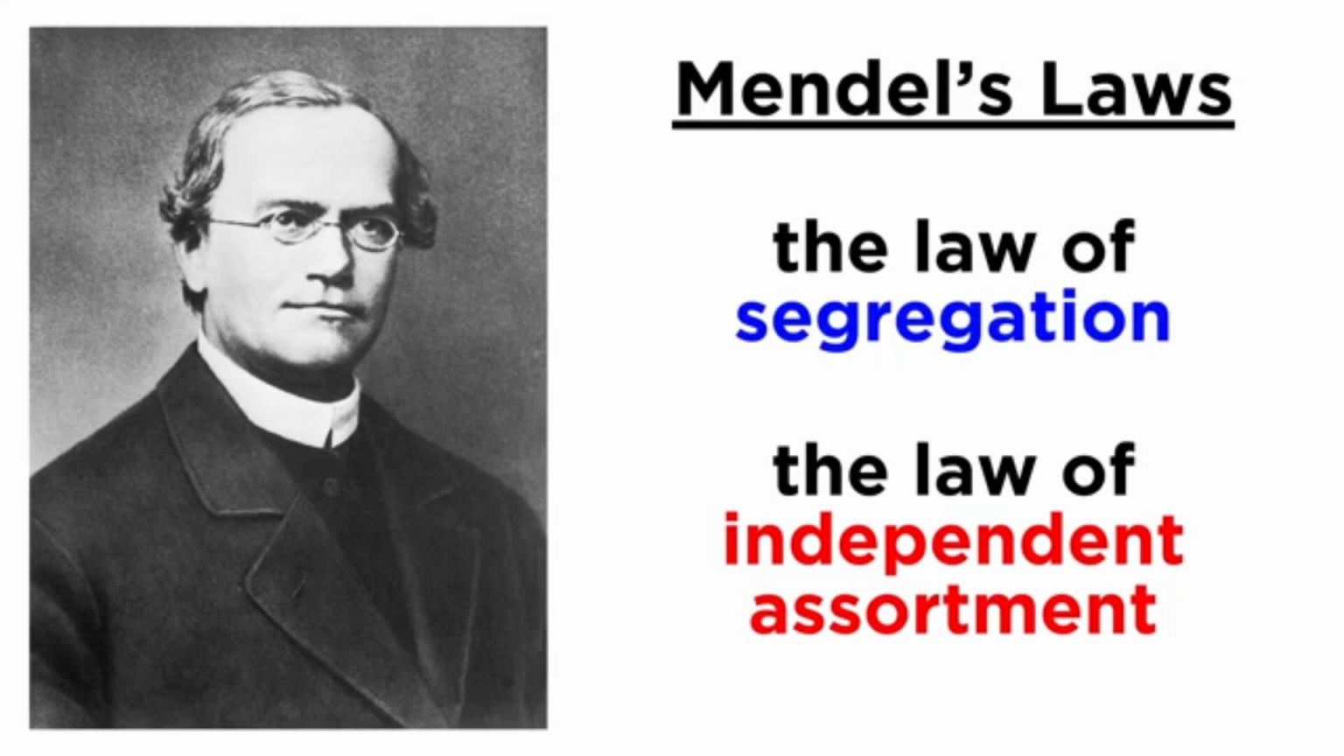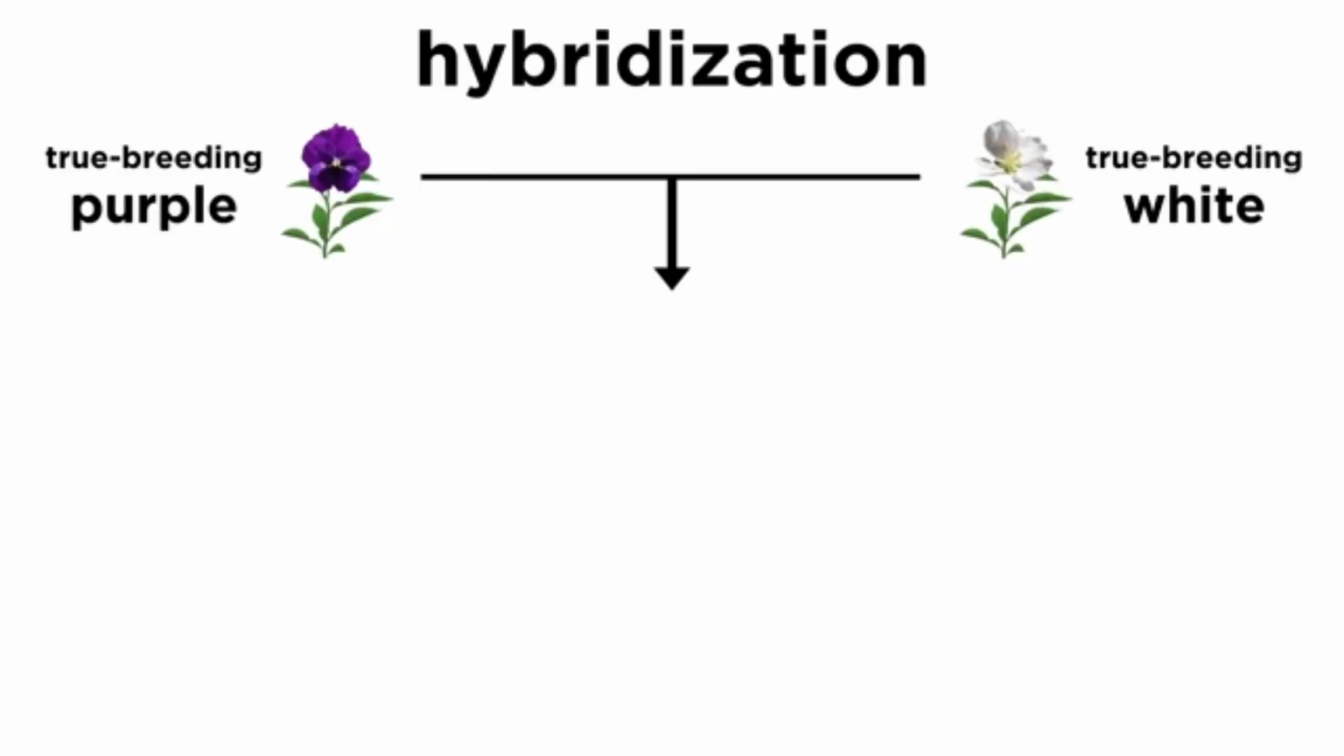Mendel developed two fundamental laws of genetics. These are the law of segregation and the law of independent assortment. To see how these laws were derived, let's examine one of his experiments. Let's say purple flowering and white flowering plants are hybridized.